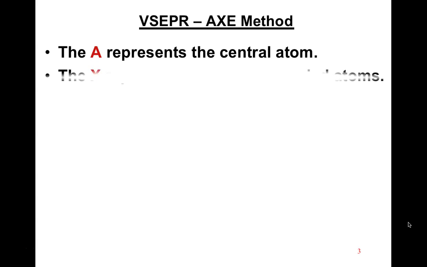So we use this AXE method to help us determine the actual shapes. A represents the central atom. Every molecule you're going to draw with dot structures has a singular central atom. Yes, sometimes they can have two atoms in the center. If that is the case, you pick one of them and you define the shape around that one.